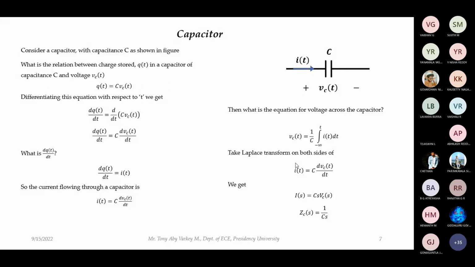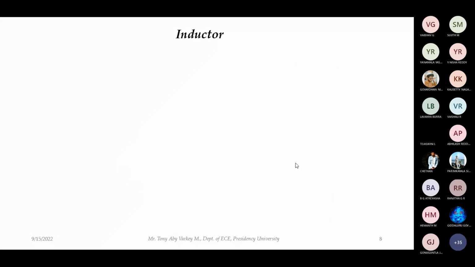Okay. Now let us look into our last element, which is our inductor. So for the inductor, I am showing you one inductor L having an inductance L, and the current I of t is flowing through the inductor in this particular direction. So a voltage will be developed across the inductor. That voltage I am naming as VL of t.